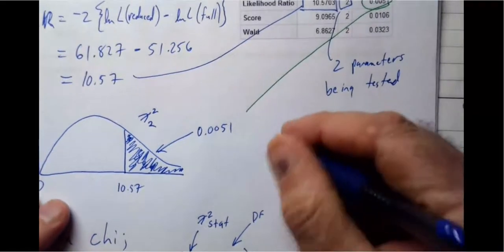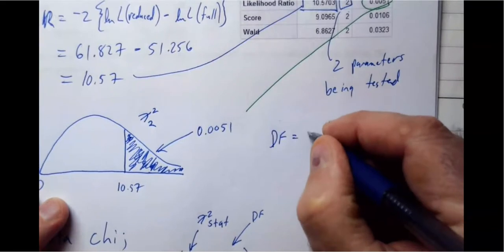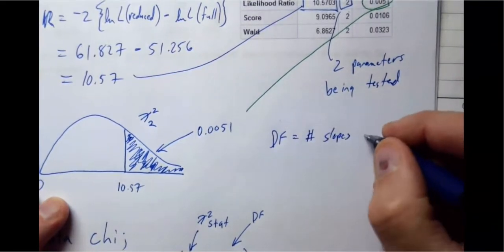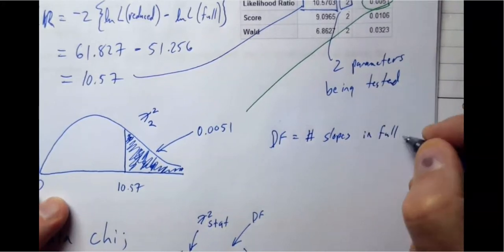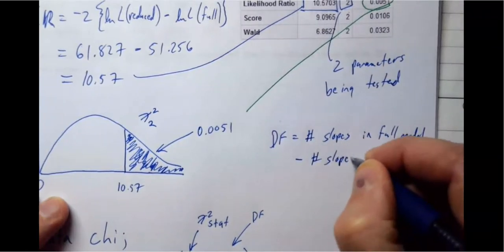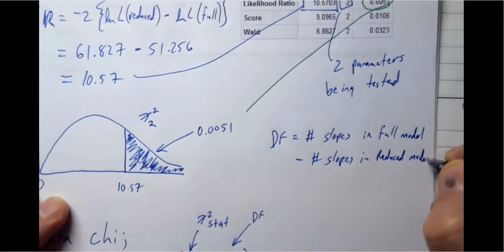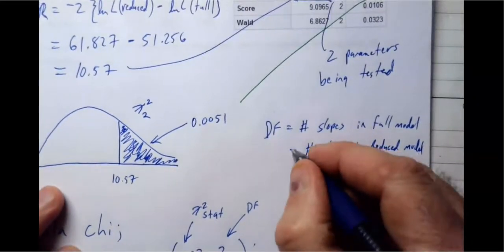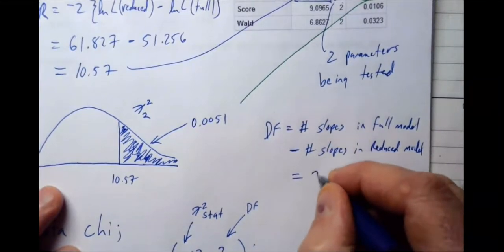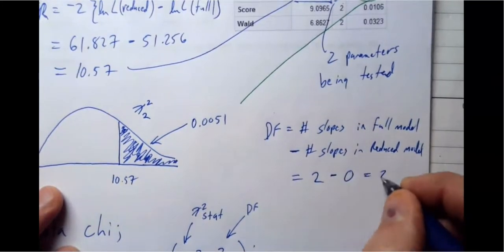Let me also say here, one thing I forgot to say, just to make very clear, is that the degrees of freedom is the number of slopes in the full model minus the number of slopes in the reduced model. In the full model, we have age and sex, so there are 2. Number of slopes in the reduced model, it's intercept only, so there are 0. So that's where the 2 is coming from.